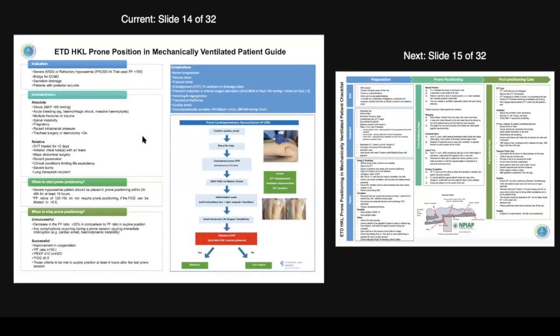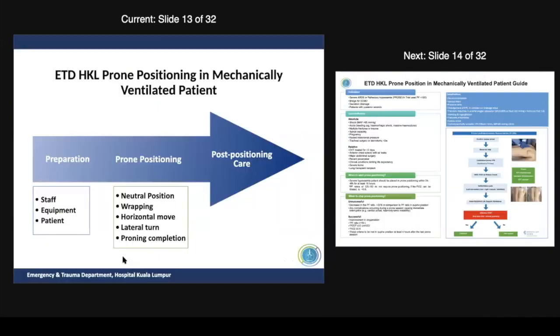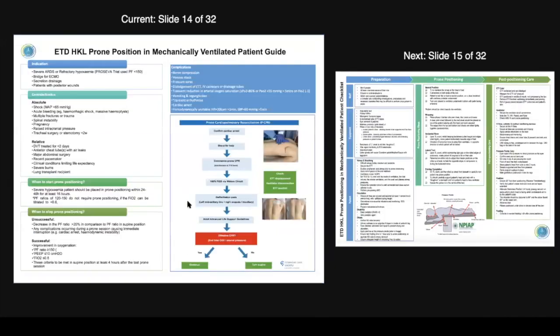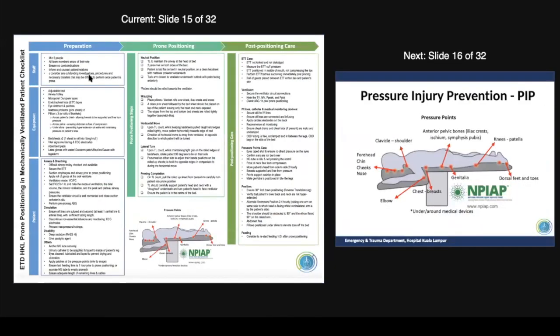Okay, this one, for those at home who can't see clearly, but whoever is here and has the hard copy, I wrote here to indicate this is the first page. Indication, contraindication, when to start proning. Okay, the part below will be later. So let's go to the first part, the preparation.